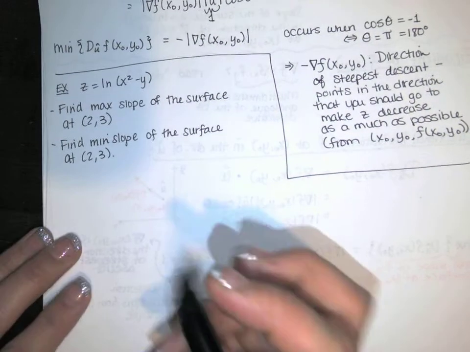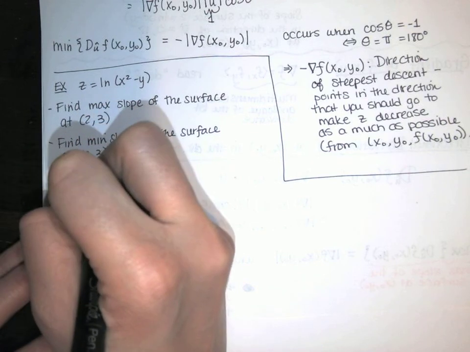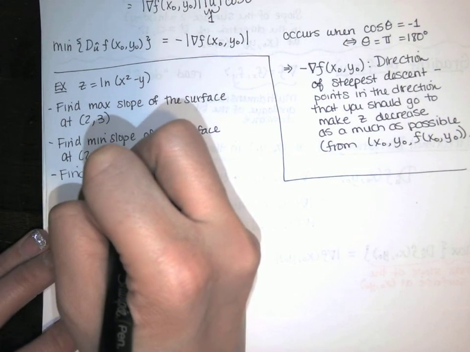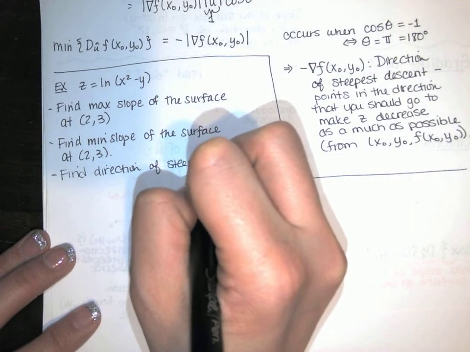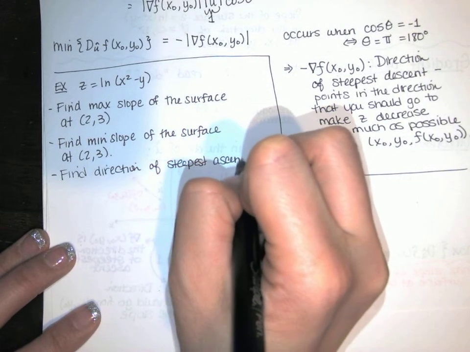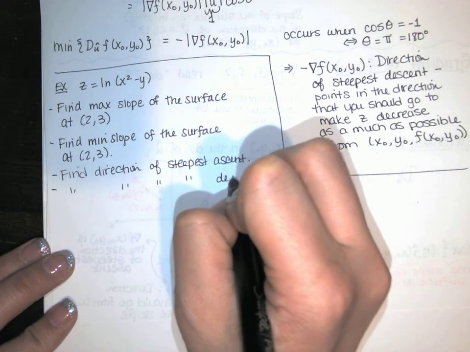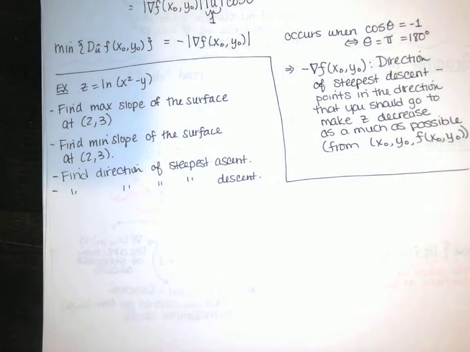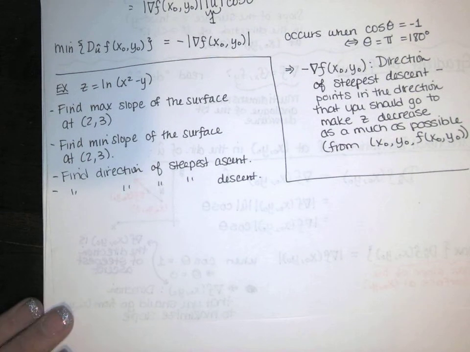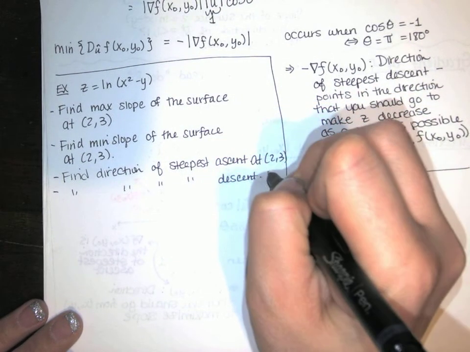And we should also find the direction of steepest descent. Now we're probably going to do this one first. It's a little out of order. Okay. And we want the direction of steepest ascent and descent at the point (2, 3).